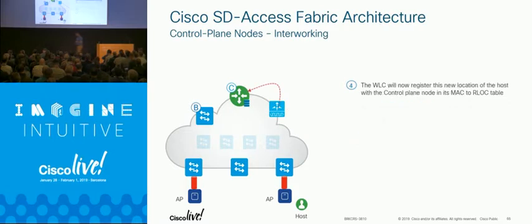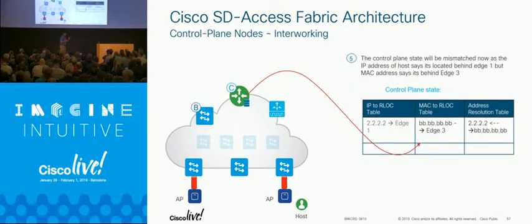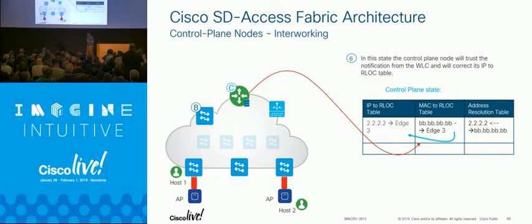So the WLC is going to take that information and now register to the control plane node saying, this particular MAC address is behind edge node 3. That information is now going to go to the control plane node. But there's a problem here. Your IP to RLOC table says that 2.2.2 is behind edge 1, because it was actually there a moment ago. And now that it has moved to this AP, your MAC to RLOC table says, well, this guy is now behind edge 3, right? But since this notification came from the WLC, we always trust the WLC with this notification, and we will ensure that we update the IP to RLOC table saying that, hey, this IP is now behind edge 3. So we override the table based on the information we learned from the WLC.